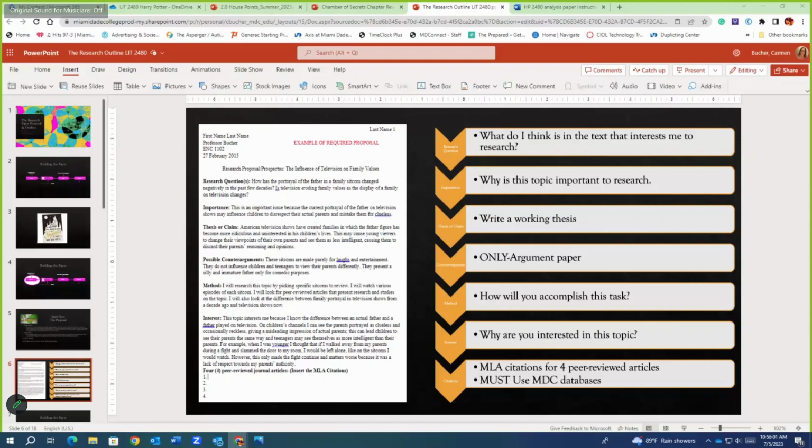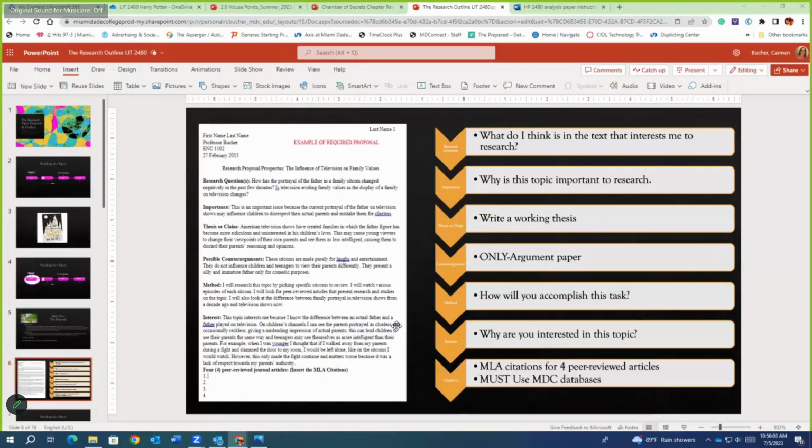Okay, so possible counterargument. This possible counterargument is only for those of you who are writing a strict argumentative paper. If you are writing an argumentative paper, one of your paragraphs in your outline and in your paper is going to be a counterargument. For those of you who are writing a literary analysis paper, this doesn't mean you're writing a smaller paper.